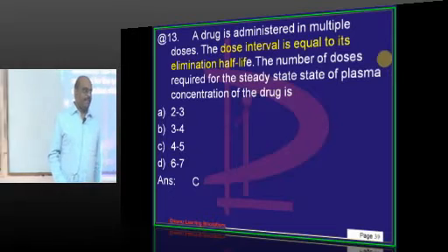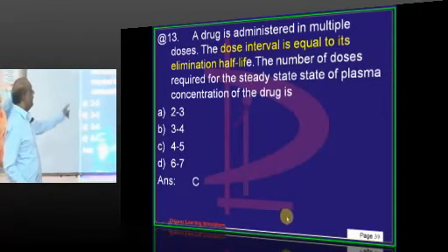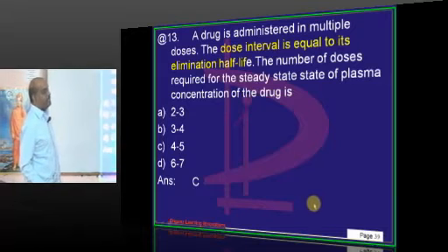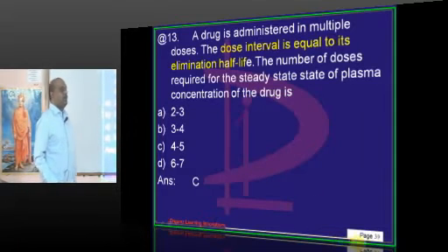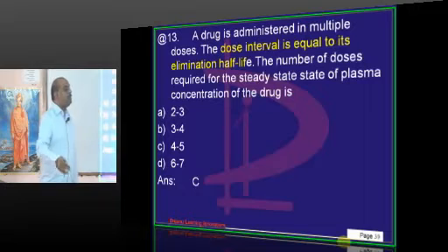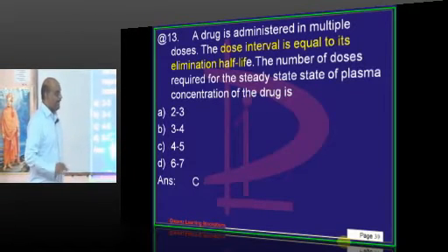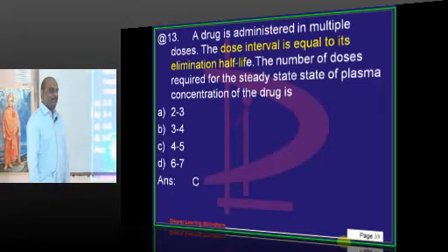Did you understand anything of this? What are the new words? Dose interval. What is dose interval? The interval at which the dose is administered is the dosing interval. TID, QID, BID, we use in the hospital prescription, no? That is all dosing interval.